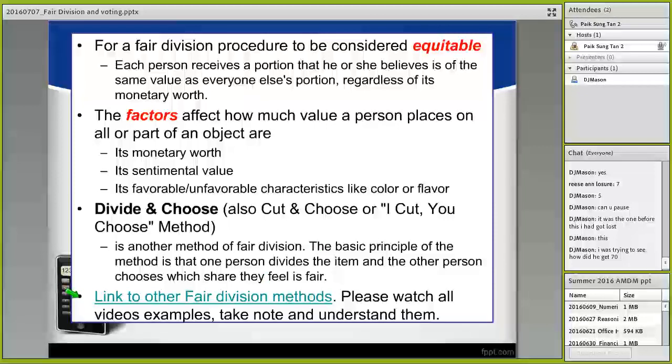And here is a link for additional fair division methods. This website has the videos. The link brings you to the videos. Click on it and bookmark it to study for this topic before you take quizzes tomorrow.